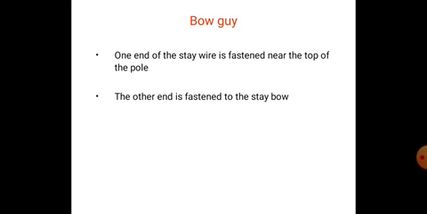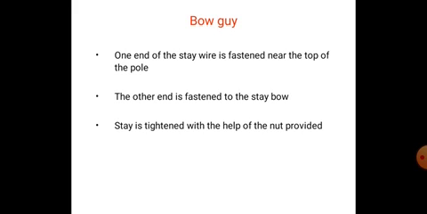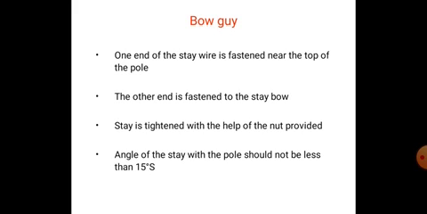Bow guy. One end of the stay wire is fastened near the top of the pole. The other end is fastened with the stay bow. The stay is tightened with the help of the nut provided. And the angle of the pole should not be less than 15 degrees.